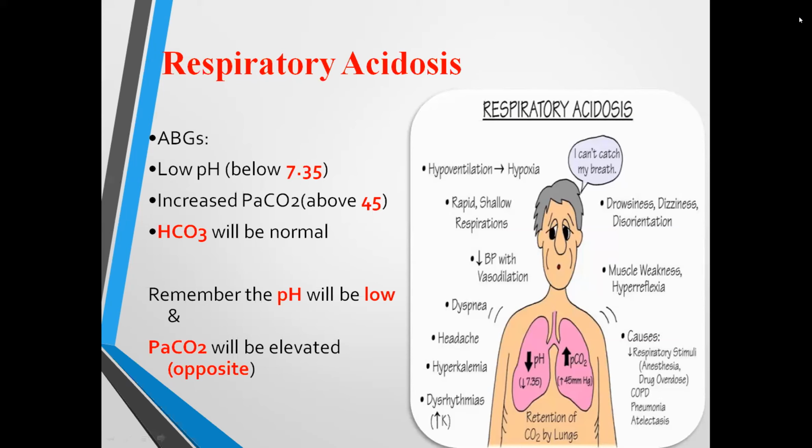In clinical presentation, you also know the common clinical presentations that this patient has with respiratory acidosis: hypoventilation, hypoxemia, shallow respiration or shallow breathing, decreased pressures due to vasodilation, dyspnea, headache, confusional state, drowsiness, and disorientation. These are the common clinical presentations.